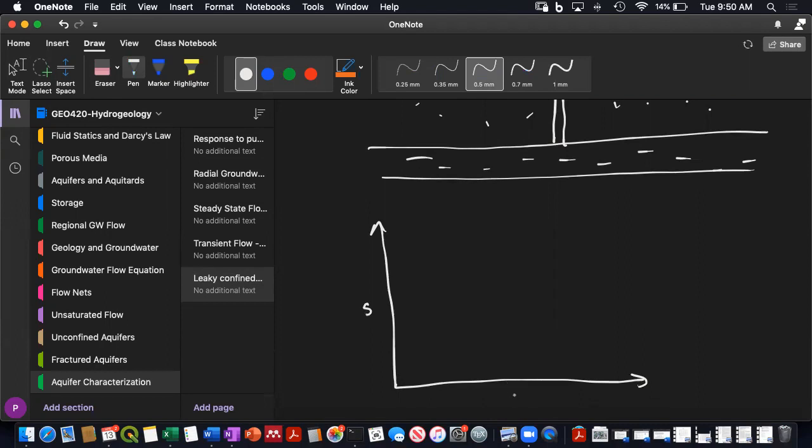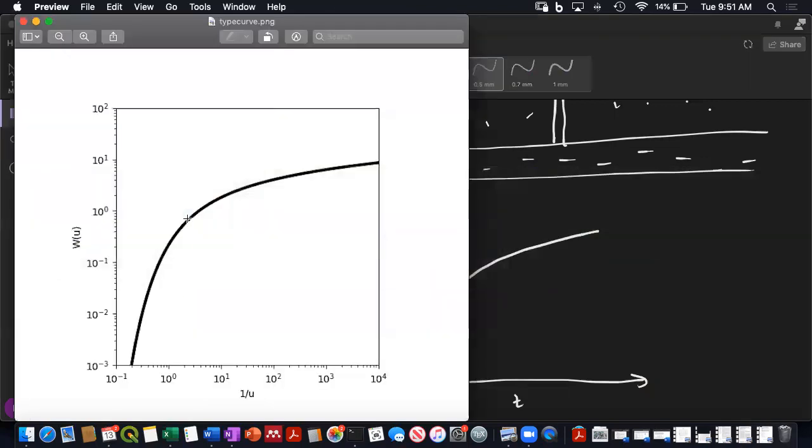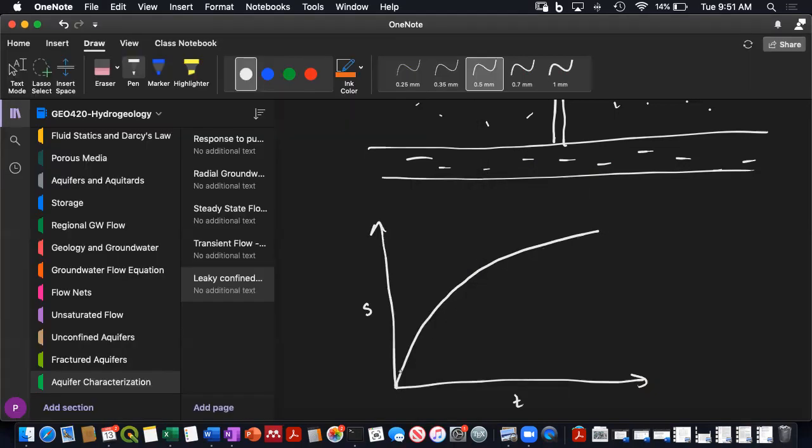But if I plot drawdown versus time for a Theis aquifer, the drawdown versus time looks exactly like this type curve. So this is the shape of the drawdown versus time. It starts off and drawdown is really, really rapid. And then as time goes on, it planes off, but it continues to increase. So this is what we call the Theis response. It is very rapid, tails off, but continues to increase with time. This is our perfect confined aquifer response.